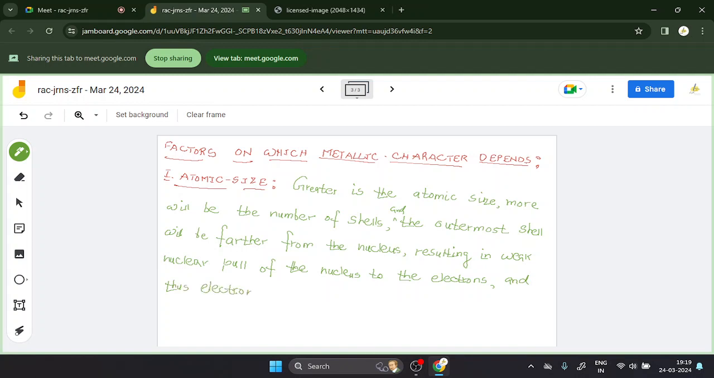And when electrons can be removed easily, this means more will be the metallic character, right? The more easily you can remove the electron, the more metallic the element becomes. Clear about this point? So this is atomic size.